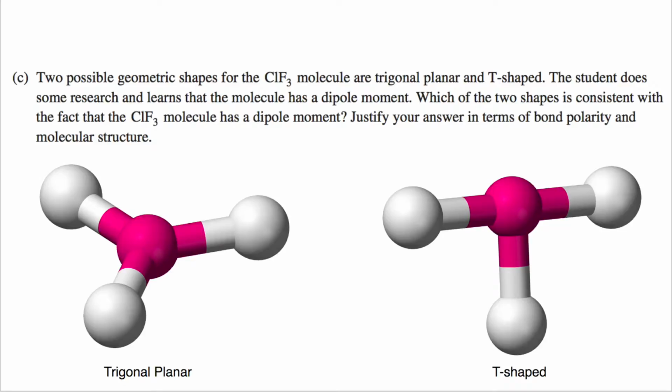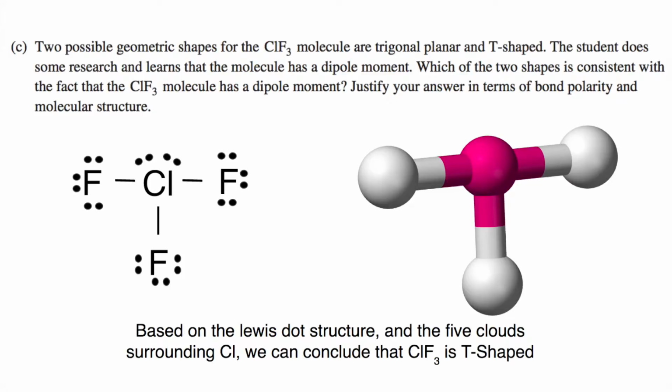In terms of molecular structure, the electron domain of molecules for T-shaped is AX5. In terms of ClF3, the molecular geometry would be AX3E2. The electron domain of molecules for trigonal planar is AX3, while the molecular geometry is AX3 as well. Based on the Lewis structure we drew in part B, ClF3 is T-shaped because it has 2 lone pairs.